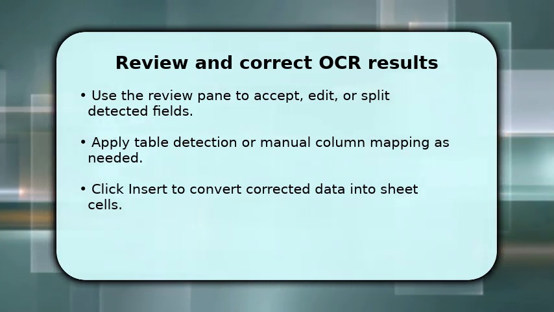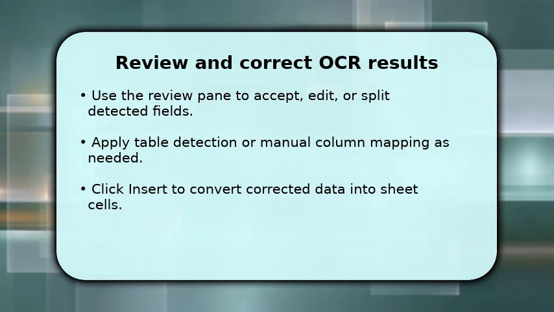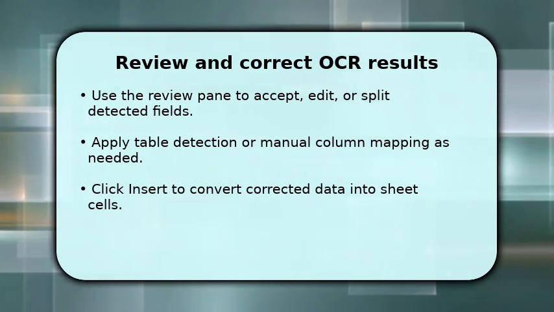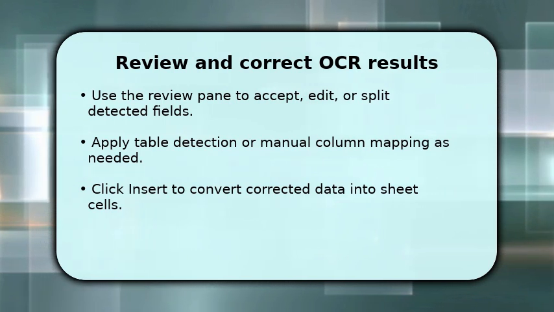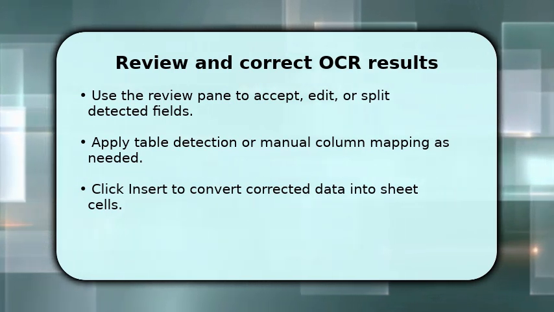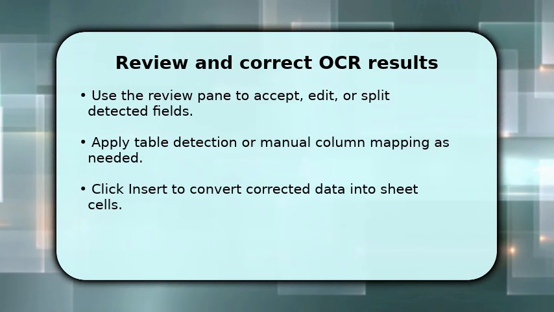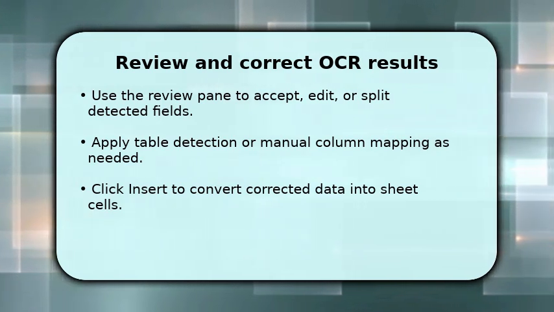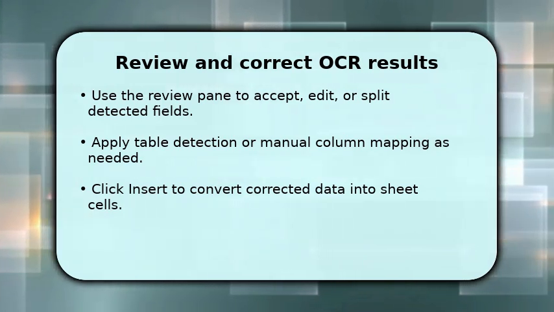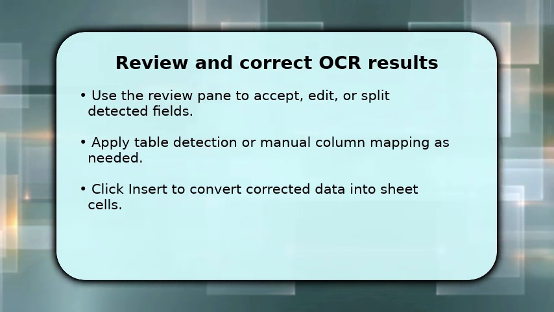You must inspect each row and column. OCR makes mistakes with fonts, skew, or merged cells. Correct entries inline, split or combine cells, and adjust column headings so the structure matches your spreadsheet. If Excel suggests table detection, accept it only after verifying columns align.